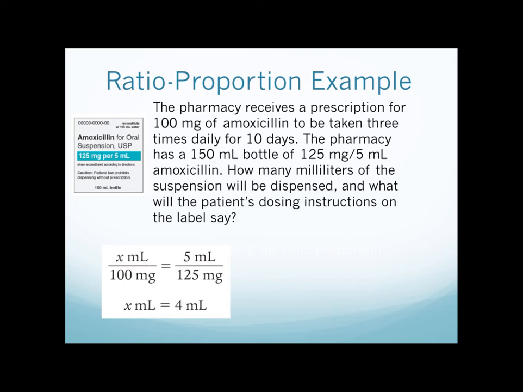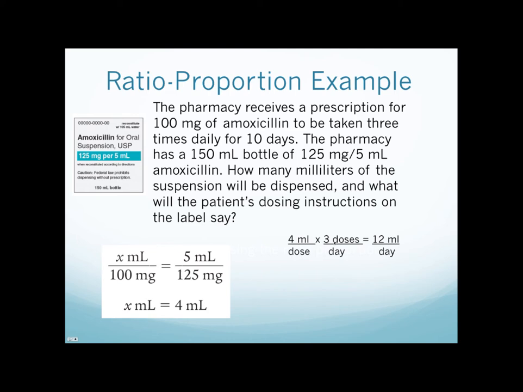So first thing I want to do is figure out how many mLs I am going to have per dose. I know that the dose is going to be 100 milligrams. I don't know how many mLs that is. So I'm going to set up a ratio and proportion. 100 milligrams is my dose. The strength of this bottle, which I get from the word problem, is 125 milligrams per 5 mLs. So it's 4 mLs per dose.